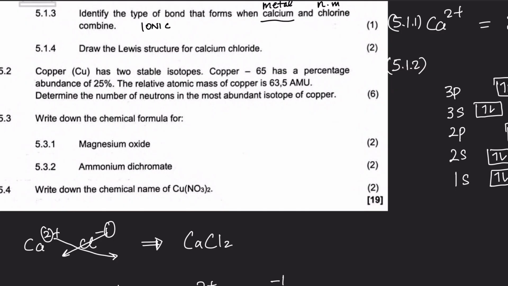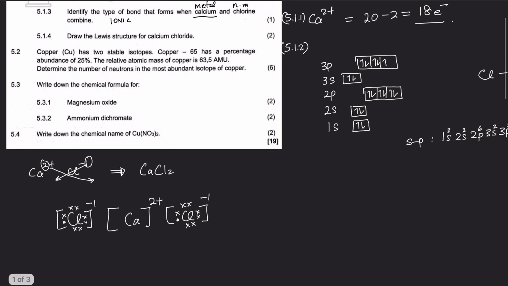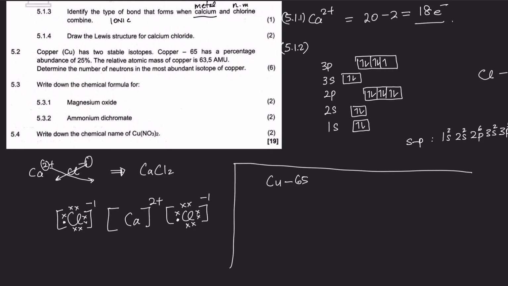Okay, so we don't know what the other mass is, right? So that's the first issue. Let's look at how we can solve this. So there are going to be 2 isotopes. So you have copper-65. That means it has a mass of 65. And they tell us that the percentage is 25%.